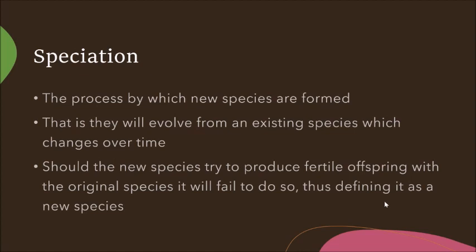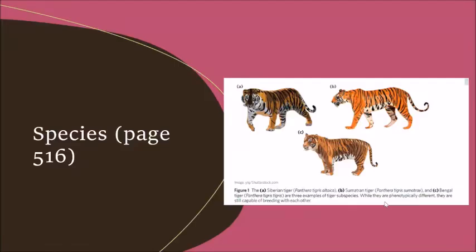So, in other words, you have your common ancestor, if you like. It diverges off and produces a new species. If the new species tries to reproduce with the original species, it can't, either because the offspring is not viable, or the offspring is not fertile, or both. If that's the case, it's now defined as a new species.